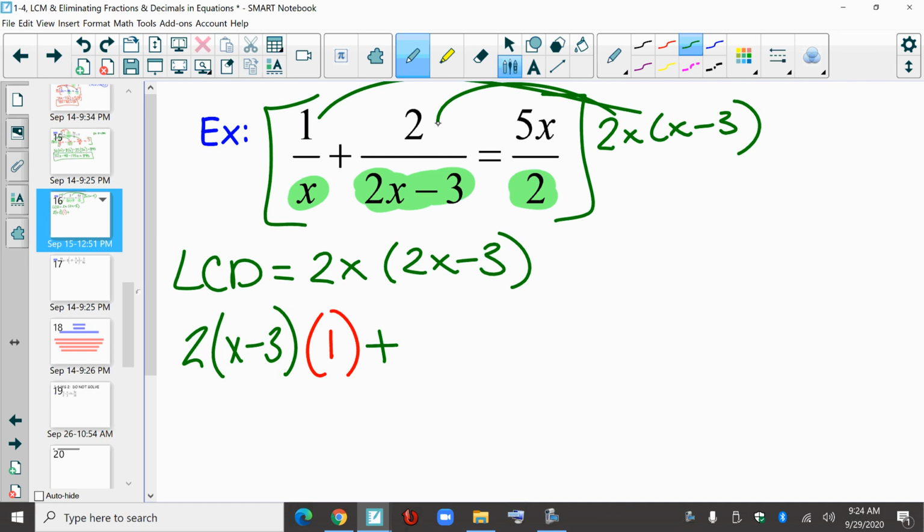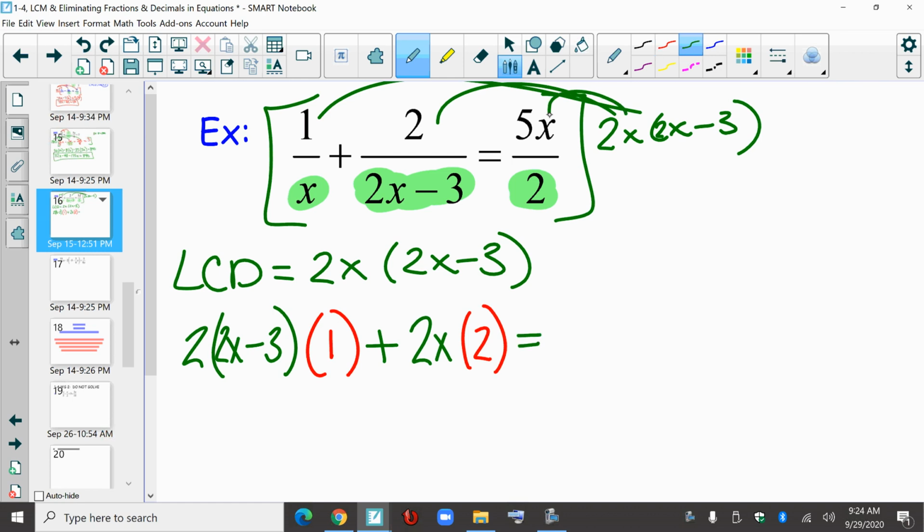Ooh, this should have been a 2x, guys. I did not write that correctly. There should be a 2 there, and there. Go to the second fraction, and what cancels out is the 2x minus 3. So then I'm going to have left the 2x, and then I drop down the numerator, which is the 2, equals, and go to the third one.